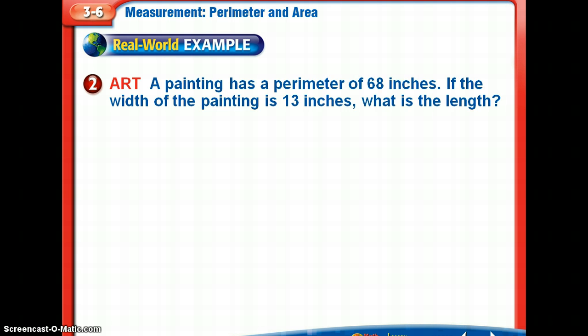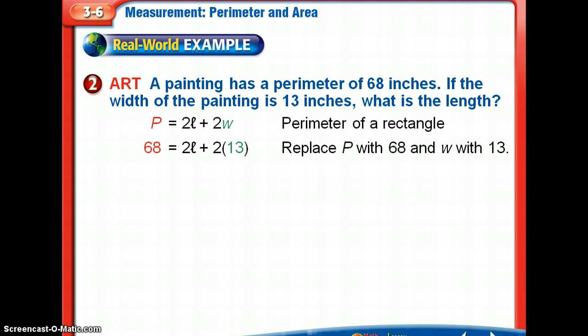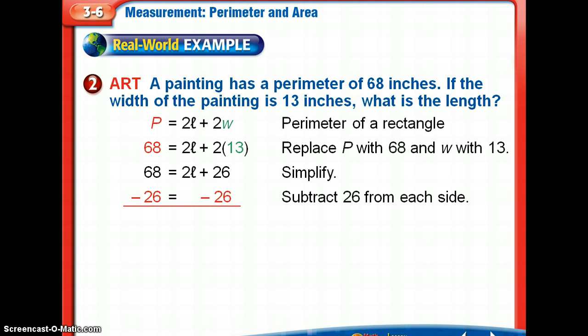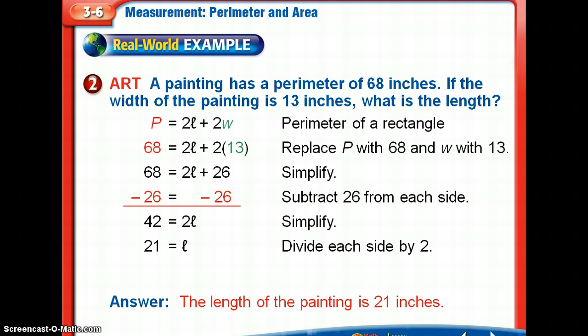Now, a painting has a perimeter of 68 inches. If the width of the painting is 13 inches, what is the length? This is where we need to use our formula. We plug in what we know. We know the perimeter, P, and we know the width, 13. Now this is just solving a two-step equation. Simplify. Subtract 26 from each side. 42 is equal to 2L. Divide by 2. We're left with a length of 21 inches.